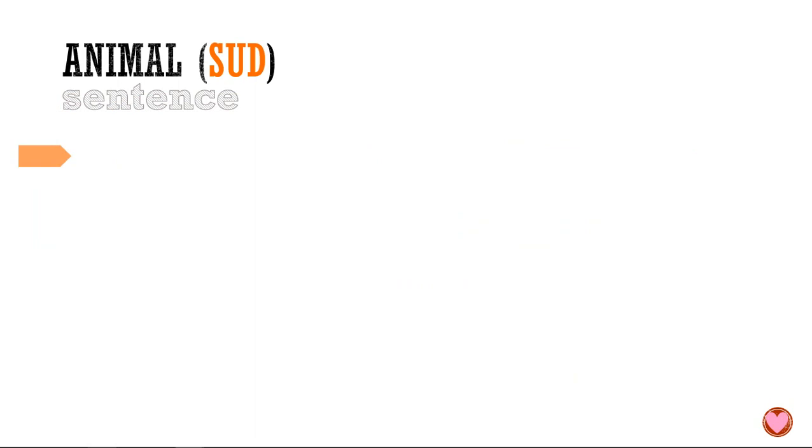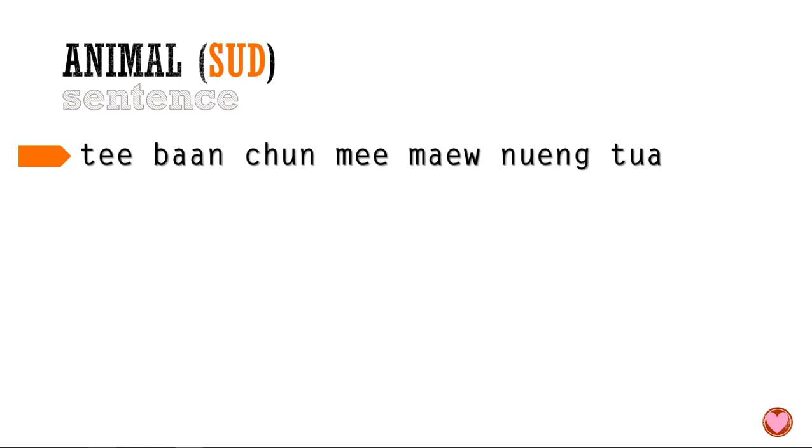This is an example sentence. ที่บ้านฉันมีแมว 1 ตัว. ที่ is at, บ้าน is a house or home, ฉันมี is I have. Meow, cat. One, tua. Tua is a classifier. So, ที่บ้านฉันมีแมว 1 ตัว. At my house, I have 1 cat, or I have 1 cat at my home.